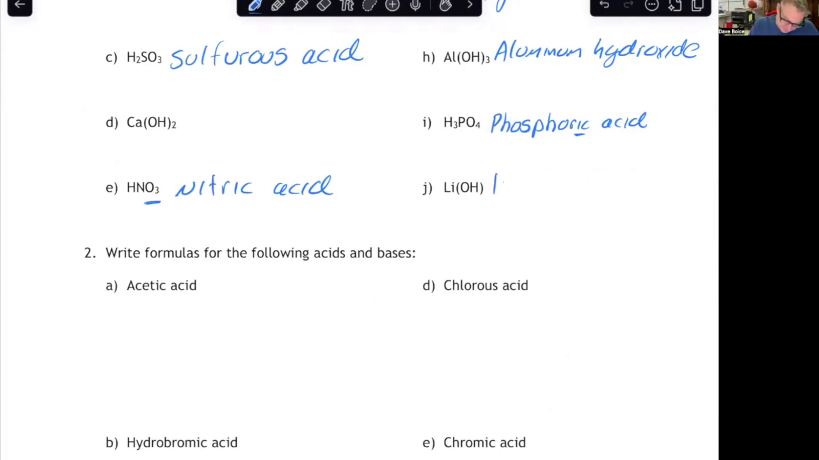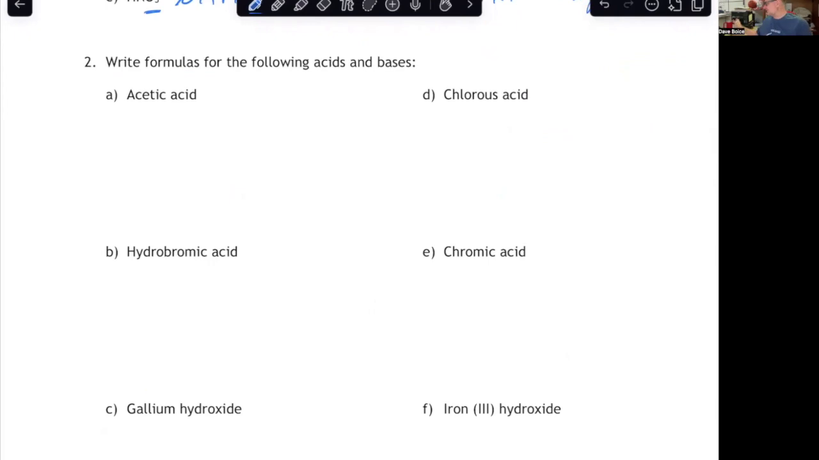Okay, and then lithium. I forgot the R in there. Lithium hydroxide. Okay, let's move to a couple of names to formulas, equally important, if not perhaps more so.